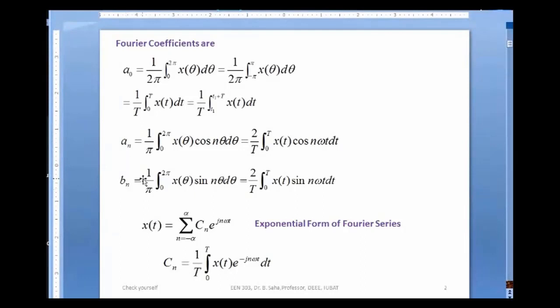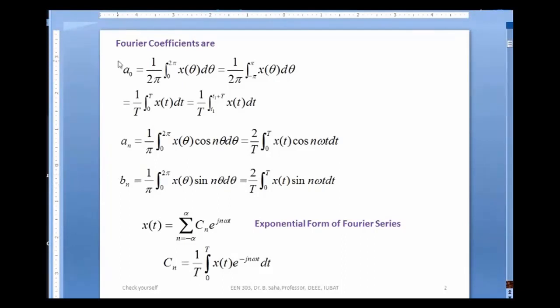For Bn, similar. We just need to change the sign term. That is 1 over pi, 0 to twice pi, x of theta sin n theta d theta, equals 2 over T, 0 to T, x of t sin n omega t dt. These three coefficients you need to find out for the Fourier series.